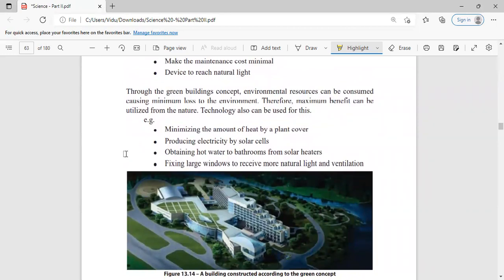Through the green buildings concept, environmental resources can be consumed causing minimal loss to the environment. Therefore, maximum benefit can be obtained from nature. Technology also can be used for this: maintain the amount of heat by plant cover, producing electricity by solar cells, obtaining hot water for bathrooms from solar heaters, fixing large windows to receive more natural light and ventilation. These are such examples.